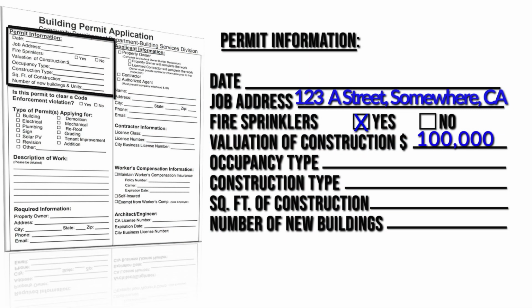On this example, however, I will be submitting for an addition to a single-family residence. Therefore, I indicate R occupancy for residential, Group 3, R3.